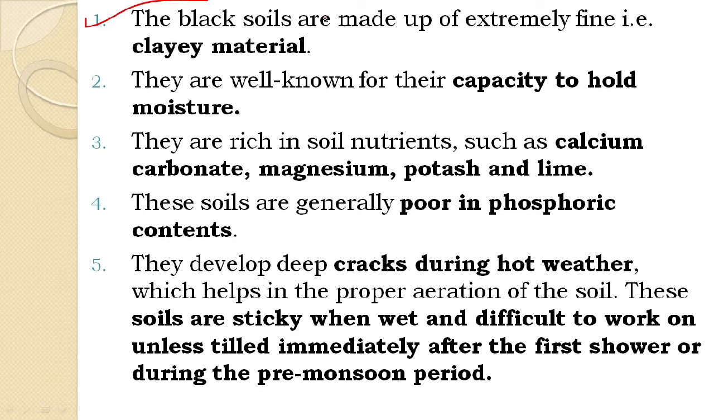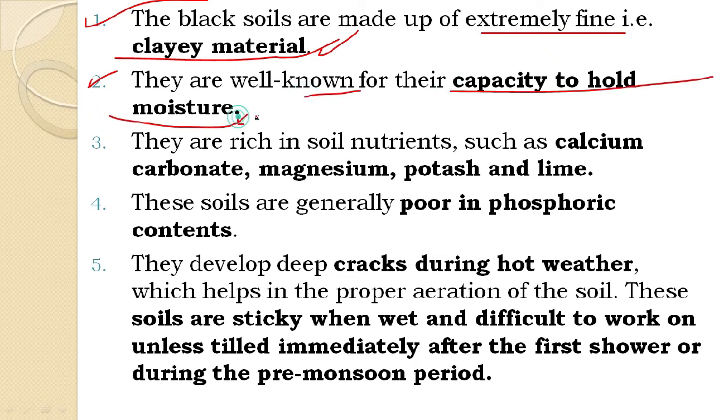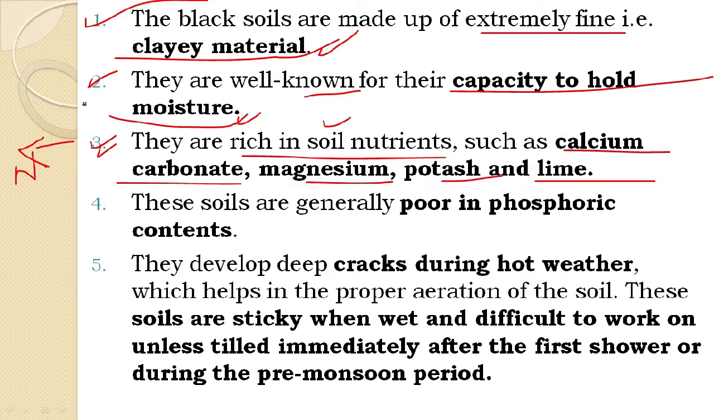Students, we see that the black soils are made up of extremely fine, that is clay materials, extremely fine particles, as fine as the clay. The second point, we see that due to this structure, it is well known for the capacity to hold moisture. It can hold huge amounts of moisture. Next, in point number 3, again an important point which is related to the nutrients. Clear? Now this soil is rich in soil nutrients such as calcium carbonate, magnesium, potash and lime. Clear? So this point here becomes important to be noted down by you people.